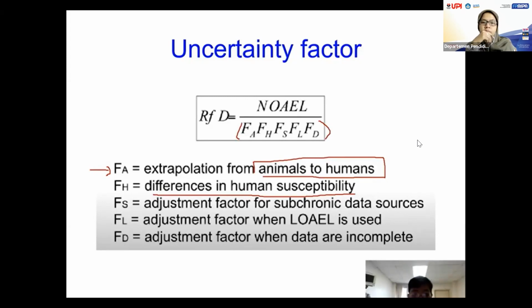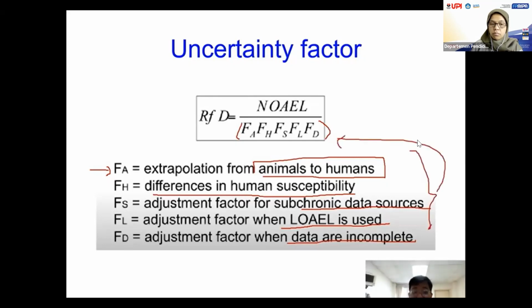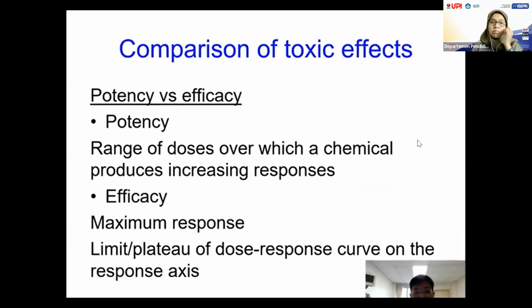We also need to look into the adjustment factor for subchronic data sources, then the adjustment factor for when LOAEL is used, which means lowest adverse effect level, and then the adjustment factor when data are incomplete. All these are some of the adjustment factors that you need to take into account when you want to calculate the reference dose. All of these can be combined, and they are the uncertainty factors in the calculation.